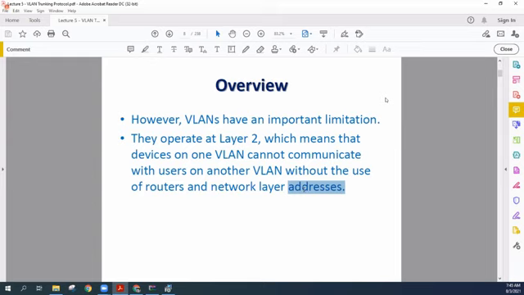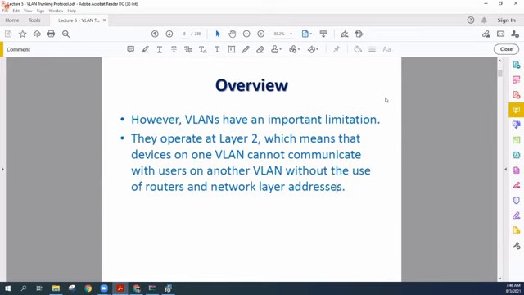We can also assign network layer addresses when we introduce layer 3 enabled VLAN switches. Those initiatives are there. Let's go through that point. They operate at layer 2, which means that devices on one VLAN cannot communicate with users on another VLAN, because those are two different VLANs, similar to two different LANs, without the use of a router or network layer address.